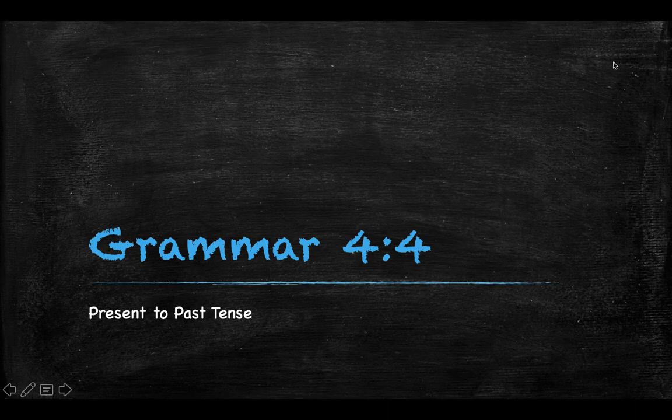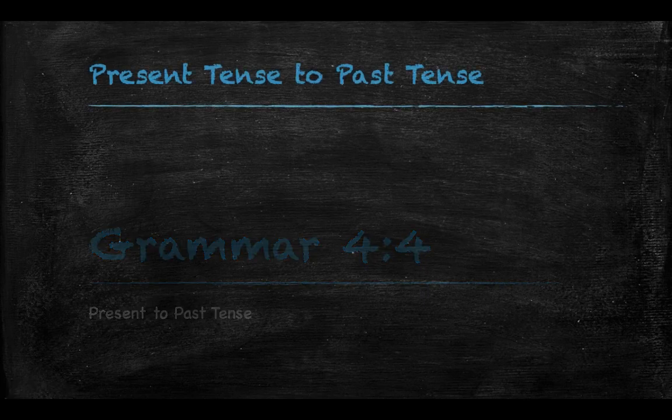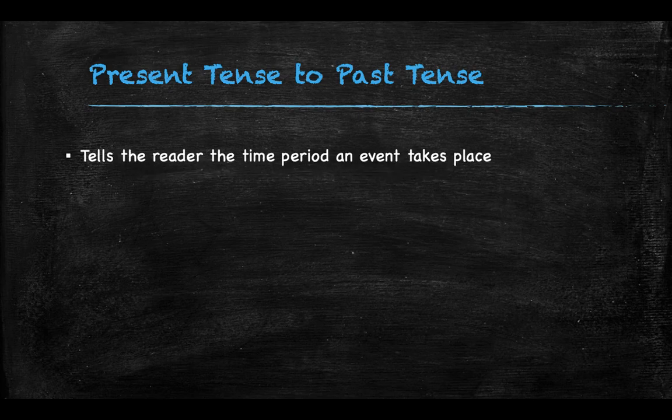Hello, students. Today we are going to learn about changing present tense verbs to past tense verbs in a paragraph. It is very important to study verb tenses because you will use what you learn in your writing. Remember, verb tenses and sentences are used to tell the reader the time period an event takes place. In writing, one of the most common mistakes students make is mixing present tense and past tense verbs.